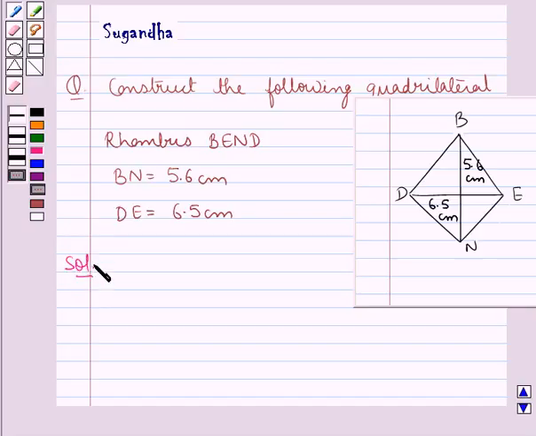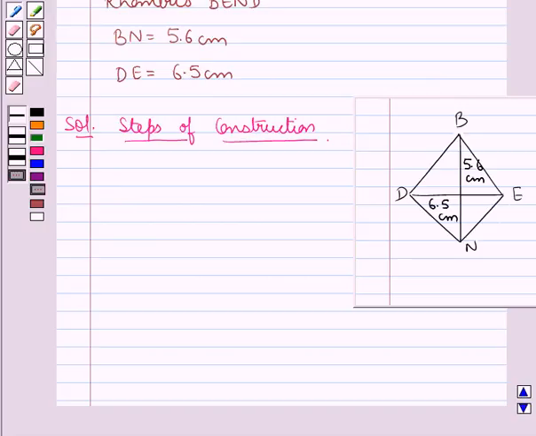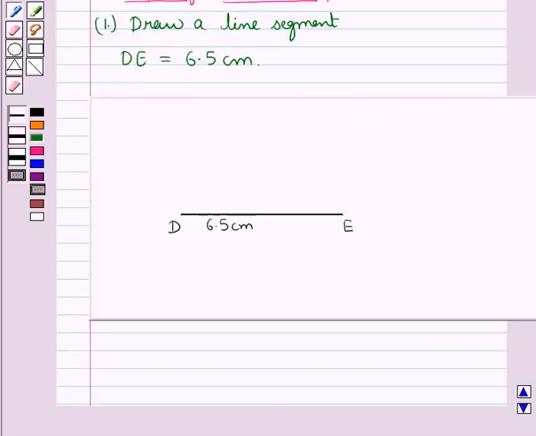Now we'll construct the rhombus step by step. Now visualizing the rough sketch of the rhombus BEND, a first step can be to draw a line segment DE equal to 6.5 centimeters. So as you can see, we have taken line segment DE of 6.5 centimeters. So we have got one diagonal of the rhombus BEND. Now we will construct the other diagonal BN of the rhombus BEND.